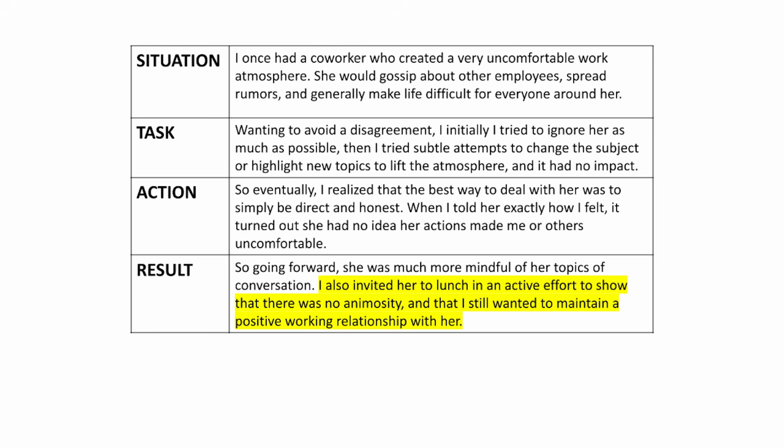In your answer, demonstrating that you took a thoughtful approach and tried multiple methods before directly addressing the issue shows that you are aware of the multiple ways that your actions could have an impact on the other person and the office environment as well. It's incredibly mature to demonstrate in your approach. So next, at the end here, you took that extra step to make sure that your working relationship was maintained.